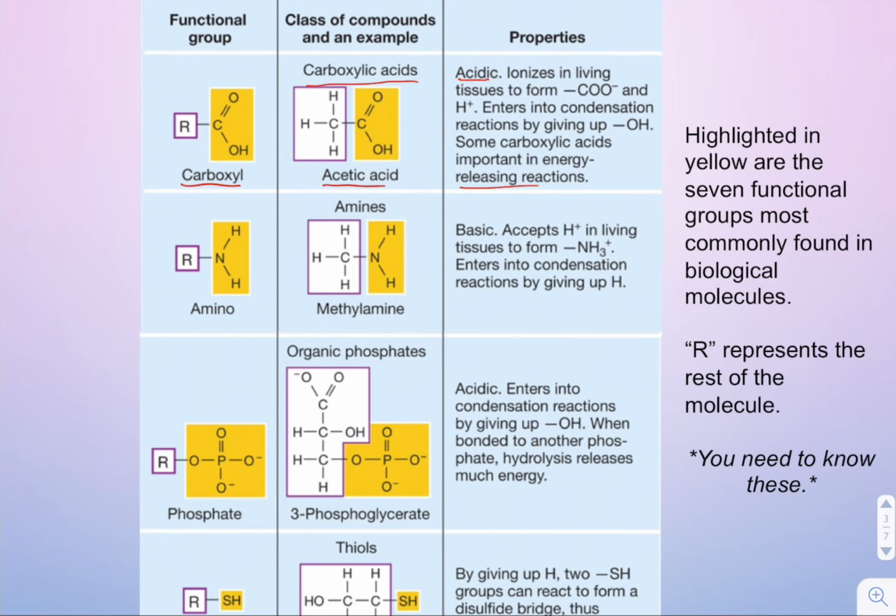Next one up are amino groups. We have a nitrogen bonded to a hydrogen bonded to another hydrogen. So these are the amines, also known as amines. Example here, methylamine. So this is basic, can accept hydrogen ions in living tissue to form NH3+, and this enters into condensation reactions by giving up a hydrogen.